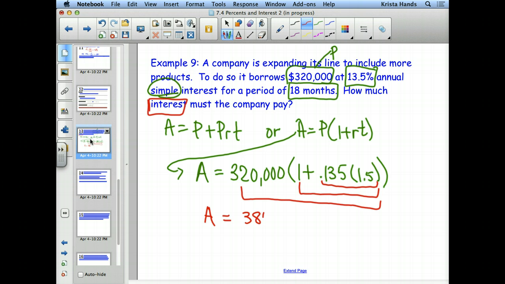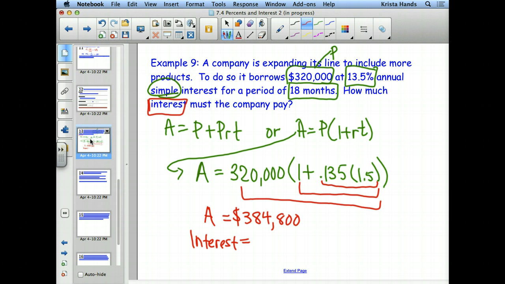383,000, 84,800, even? All right. So this is the amount of the original loan plus interest. So that's not what I was asked to find exactly, right? I was asked to find the interest. So what do I do to find my interest?